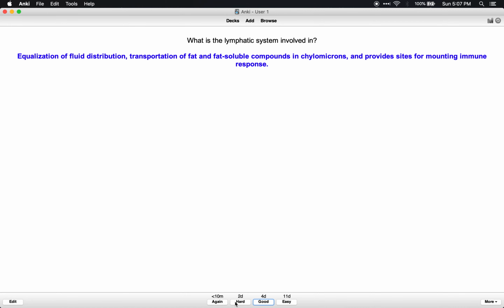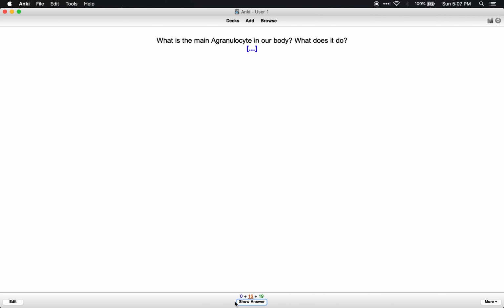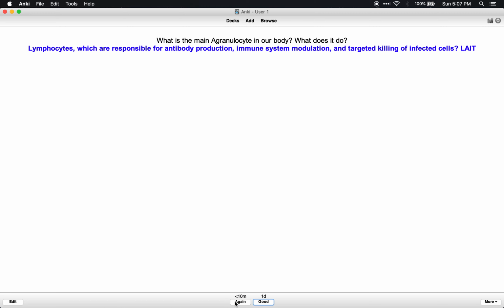Transport of lipids, I know that. Equalization of fluid distribution, transportation of fat and fat-soluble compounds in chylomicrons, and providing a site for immune response. The main agranulocyte in our body is the lymphocyte, and lymphocytes are involved in antibody production, immune system modulation, and targeted killing of cells.